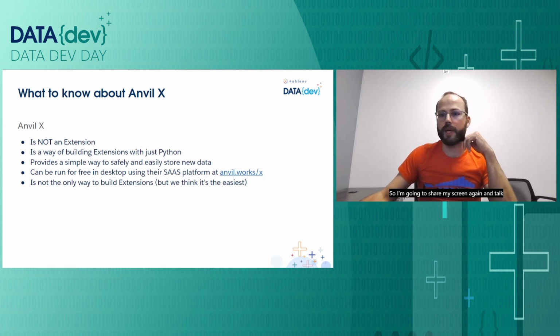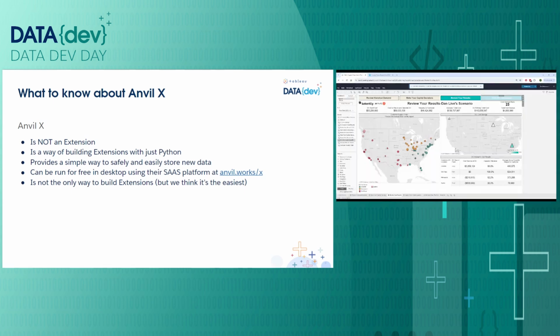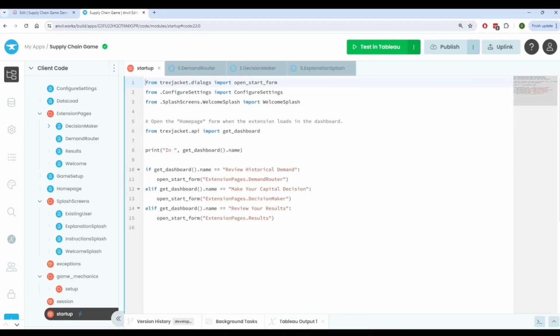So I'm going to share my screen again and talk through some of the key techniques we used to pull this all together. First off, there's a single application here with different screens depending on the dashboard that we're in. So this is Anvil. This is what we've built this in. And so this is the Python code that's driving the entire extension. We're obviously not going to walk through all of this. I'm just going to try to pick out some of the key techniques we use to make this all work.